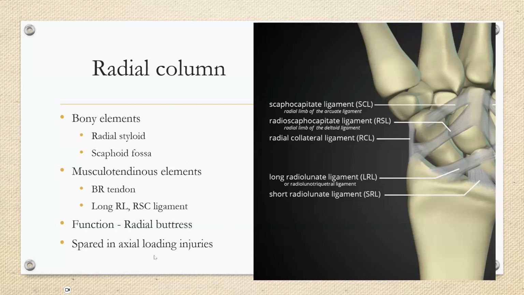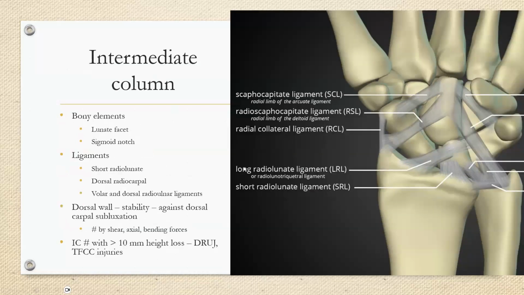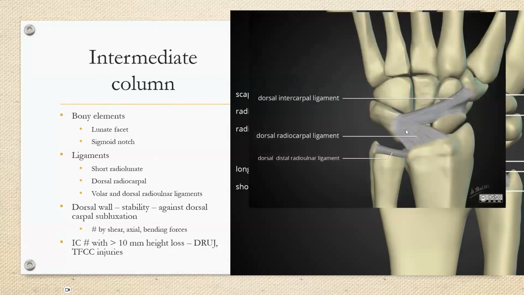might sometimes be spared. Coming to the next, more important column, which we should be more particularly concerned about, is the intermediate column, which consists of the lunate facet articulating with the lunate and the sigmoid notch articulating with the distal ulna. The other ligaments include the short radiolunate ligament, as well as the volar distal radioulnar ligament, the dorsal radiocarpal ligaments and the dorsal distal radioulnar ligaments. Again, this is a primary restraint for dorsal subluxation of the carpal bones.